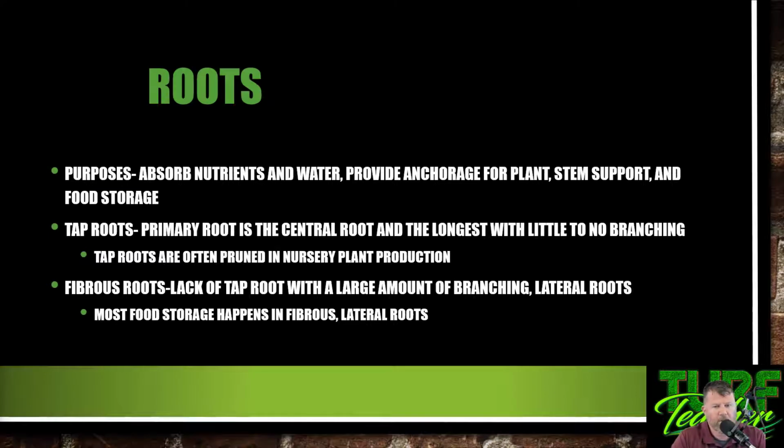Tap roots. The primary root is the central root and the longest, with little to no branching. Your tap roots are often pruned in the nursery during plant production. Fibrous roots are the lack of a tap root, with a large amount of branching lateral roots. Most of the food storage happens in fibrous lateral roots. So a fibrous root system is found in some of your turf grasses, while tap roots are found in some of your larger trees, which are going to have that tap root.